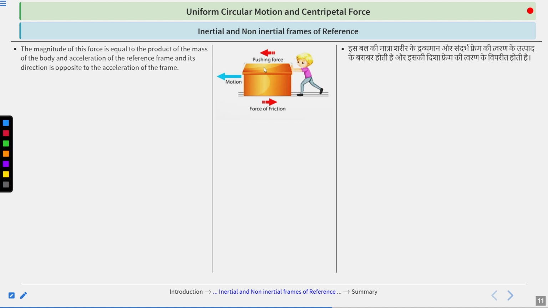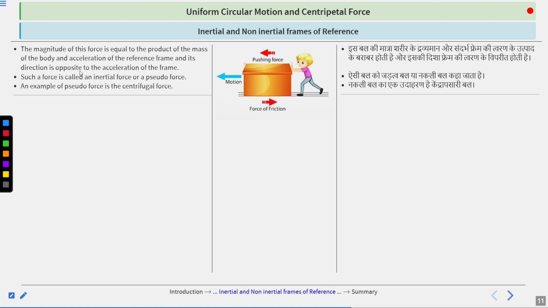Like here, if you try to move any object, this is your pushing force, the force that you are applying. This is a force of action, which means an equal and opposite force. Similar thing is happening there. Such a force is called an inertial force or residual force. An example of a residual force is the centrifugal force. Whenever an object is moving in a circular path, the centripetal force is applied on the object and also the centrifugal force.